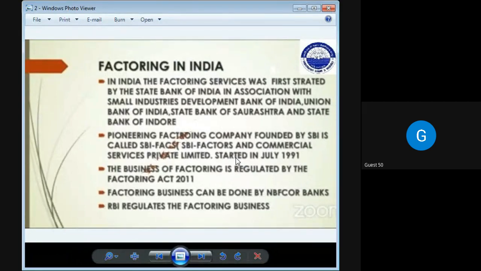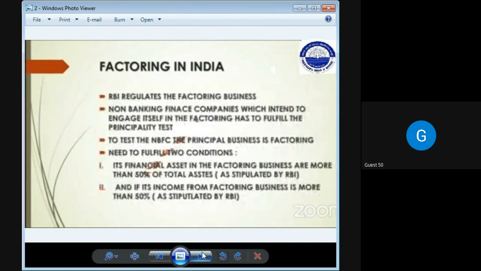So factoring business can be done by NBFCs or banks, and the RBI regulates the factoring business. Why does the RBI regulate these factoring businesses? Because banks are involved in these services. That's why the RBI regulates the factoring services. In other words, the rules and regulations applicable to factoring services are made by the RBI.